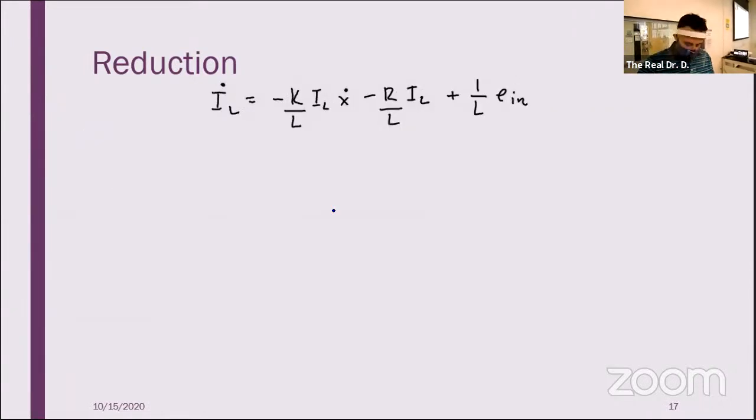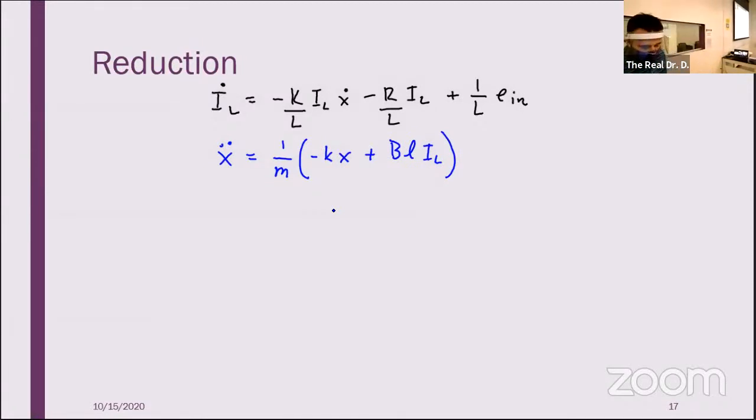What about solving the mechanical system when we have to solve it for x double dot? It's going to be 1 over m times negative k x plus 2 l I sub l. Now we can put this in state variable format. We're just going to plug in our state variables where they're applicable. Let's do that.